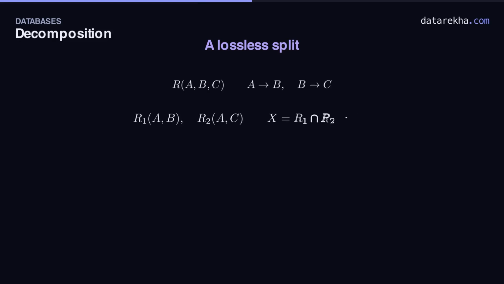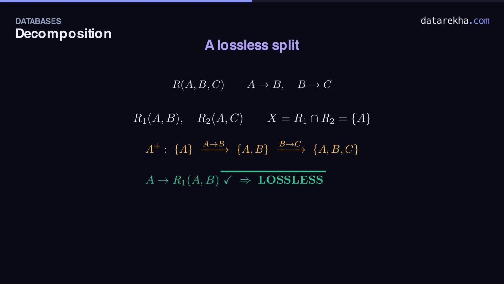Now a split that works. Same three columns, but this time two rules. A gives B and B gives C. We'll split into R1 with A and B and R2 with A and C. This time the shared column is A. Apply the test. What does it determine? A gives B and then B gives C. So the closure of A is A, B and C, the whole thing. That means A is a key of R1, which is exactly A and B. One piece is enough, so the split is lossless.